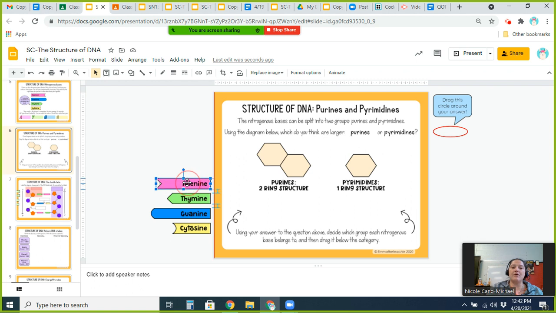So adenine, if you think it is a purine, you'll put it here. If you think it is a pyrimidine, you would put it here. So again, you will decide where those go. And again, I strongly recommend taking a look at your notes from last week as well as the notes from this week.